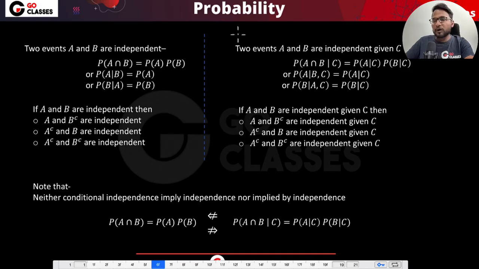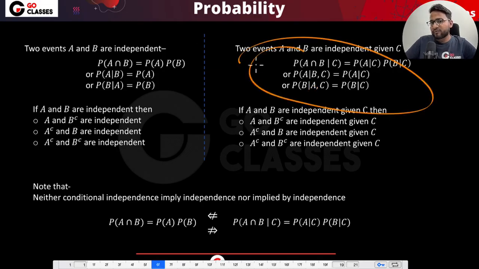So this is a summary. Now, given C, you say these are independent if and only if the probability of A intersection B given C is the same as, you can just factorize it using the independence, probability of A given C into probability of B given C. Or you can say this is equal to probability of A given B comma C, which means if A and B are independent given C, then given C it doesn't matter whether you have information about B or not. Or, given C it doesn't matter whether you have information about A or not. So these three are equivalent definitions, right?